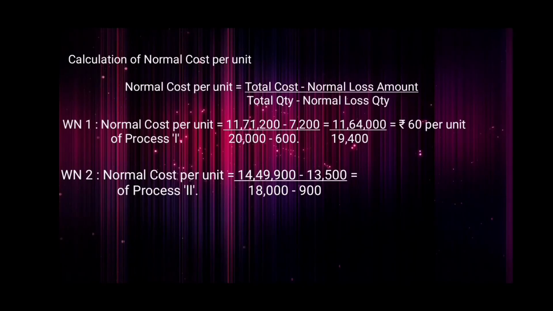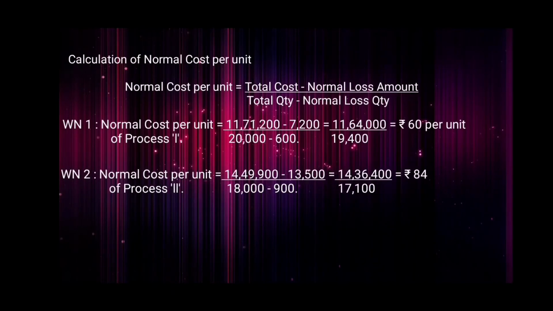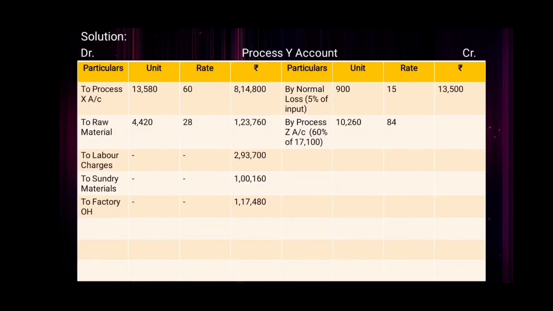which is equal to 14,36,400 divided by 17,100, which is equal to rupees 84 per unit. So we'll record it 84. So the total amount will be 8,61,840.